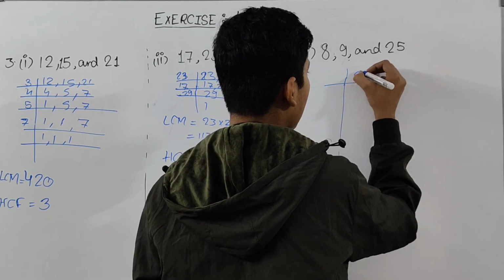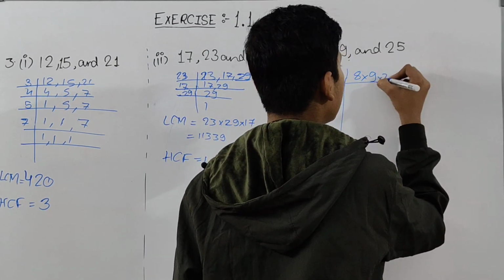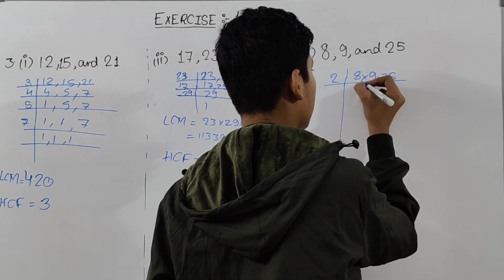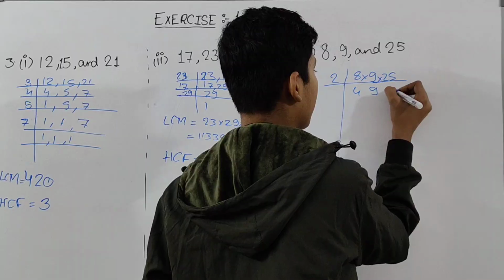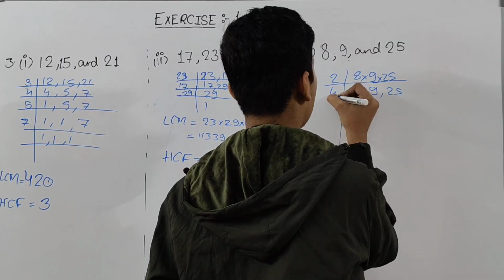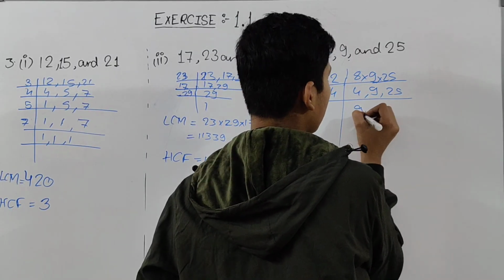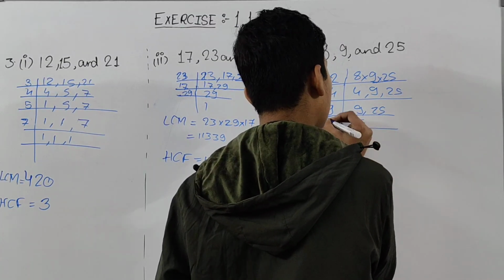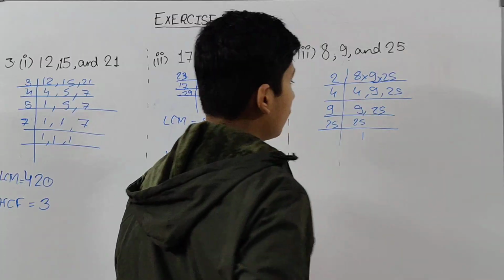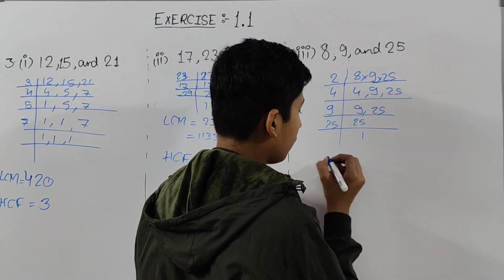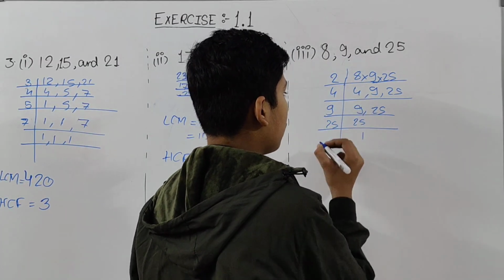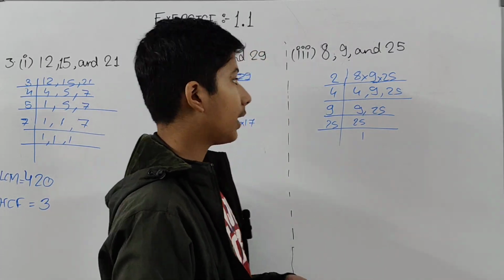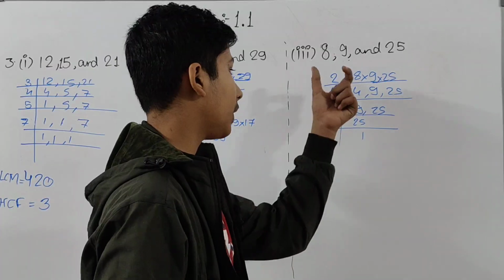Now here 8, 9, 25. So firstly we'll divide by 2. So 4, 9, 25. So now 4, 9, 25. 25 and 1. So see, what are the prime factors? These. But actually these are not prime. Like I have taken the aggregation of these to not make more steps.